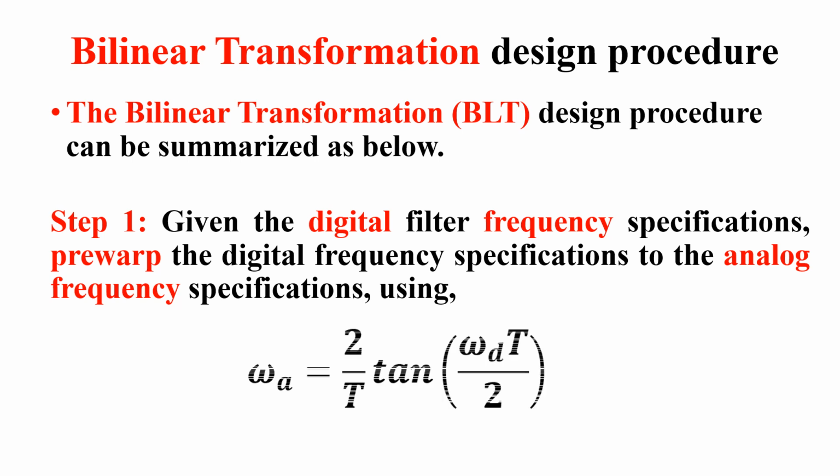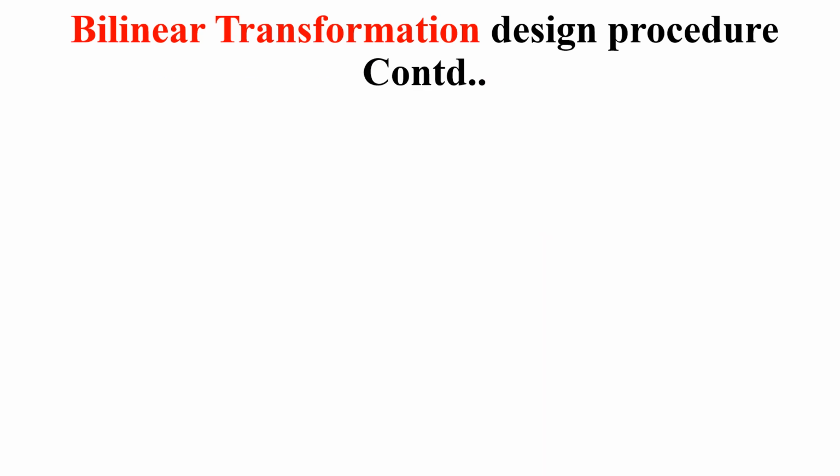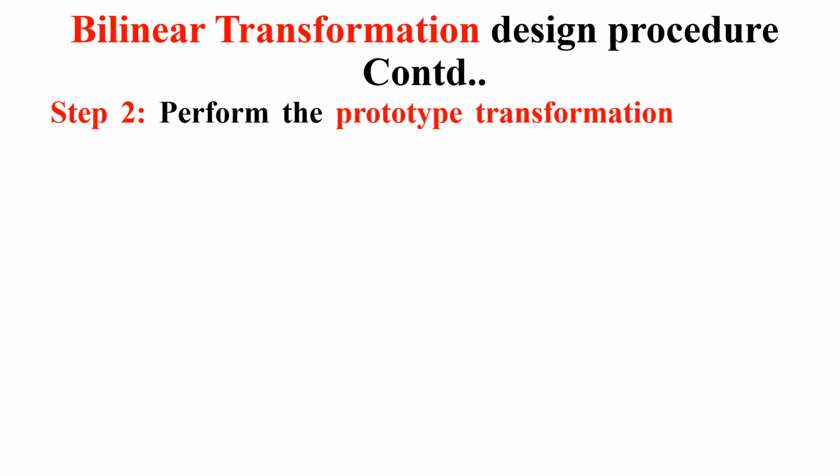So how can I do that? I have a formula for that. Omega A is equal to 2 by capital T tan of omega d into T divided by 2. If I do that, I'm going to get analog frequency specifications. So continuing further, we'll move on to step number 2.